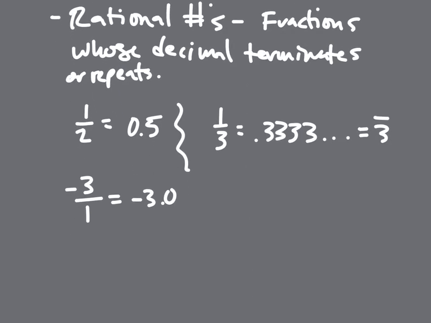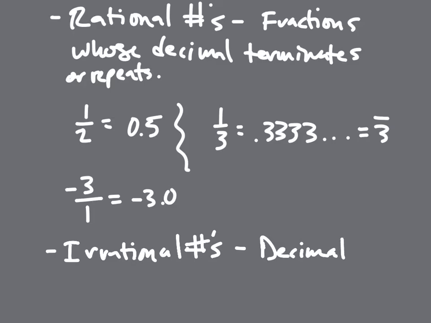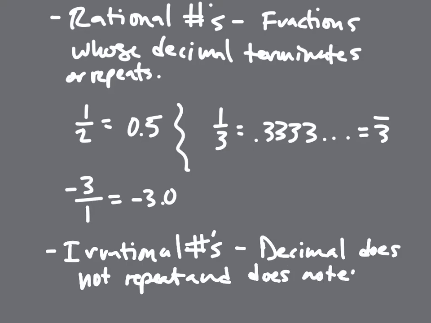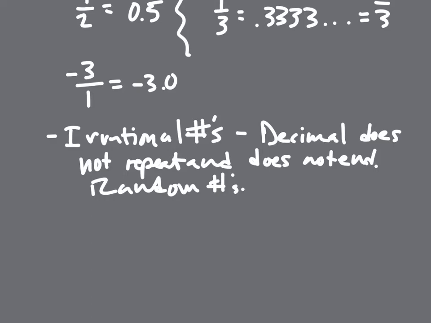So let's talk about something that doesn't do that. We call those irrational numbers. This is where the decimal is the opposite of what a rational number is. So a decimal does not repeat and does not end. It's just random numbers, if you will. A common irrational number that we think of is the number pi.